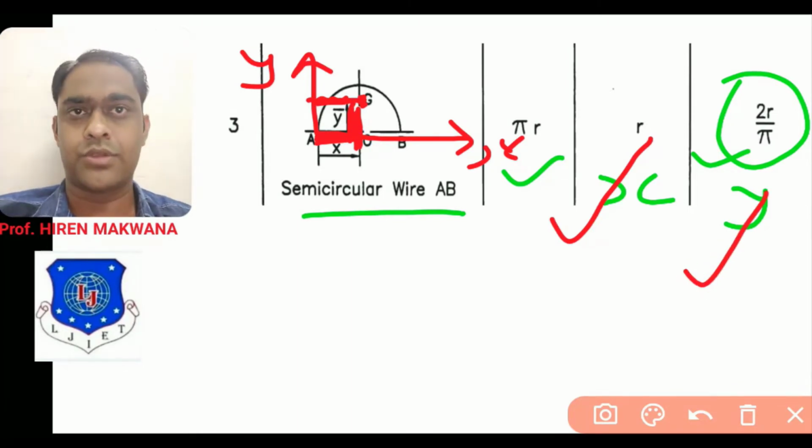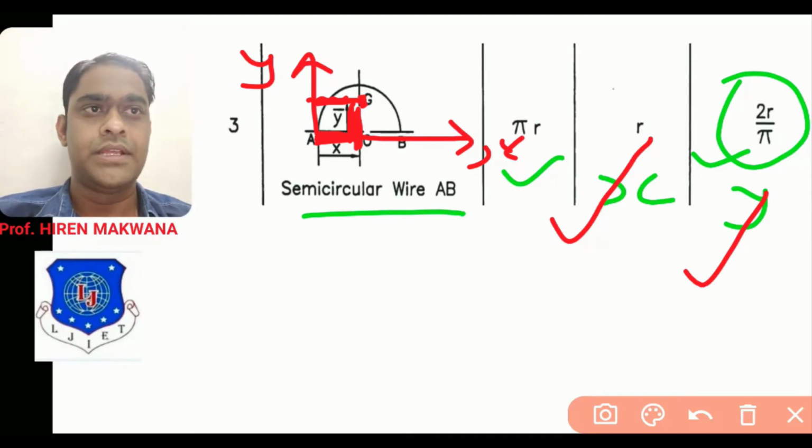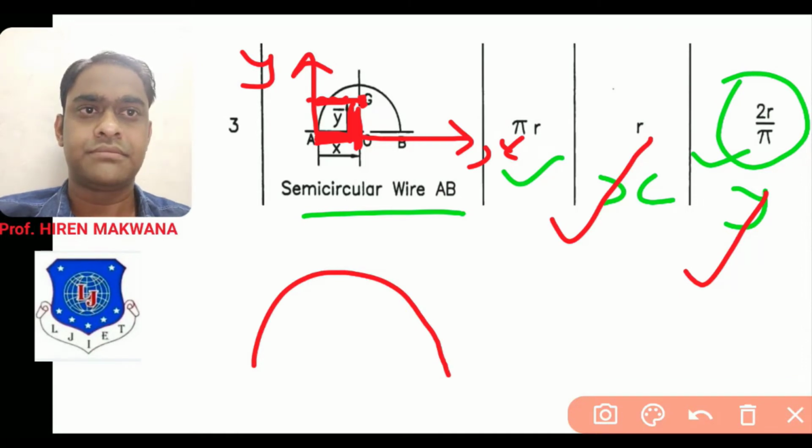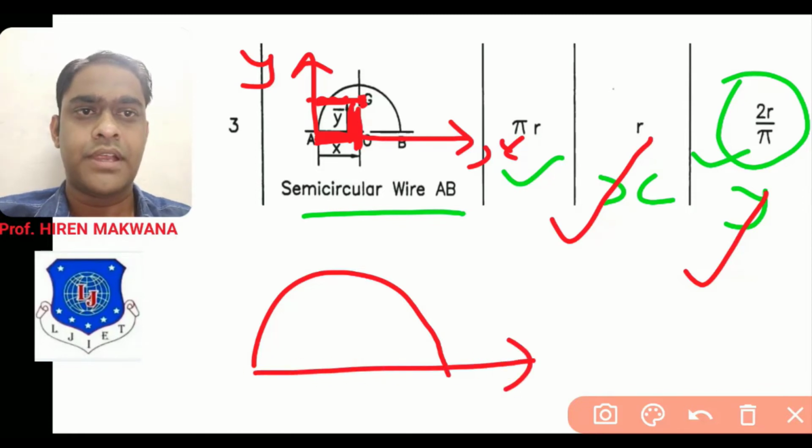It is the fixed formula. You have to remember 2r by pi. So these are the coordinates for the semicircle, 2r by pi. But this is for the semicircle in this position only, where the x-axis is at the bottom and the y-axis at the left end.